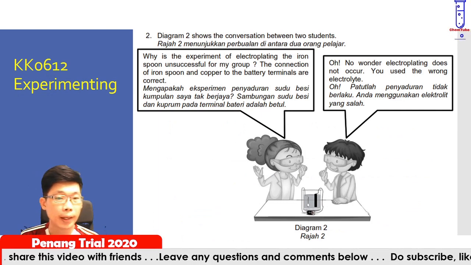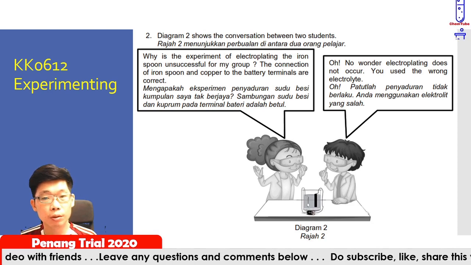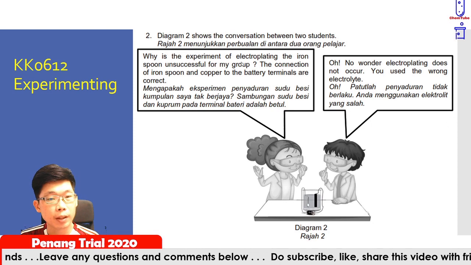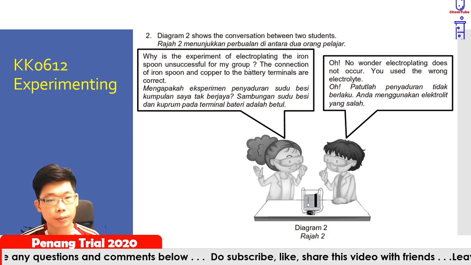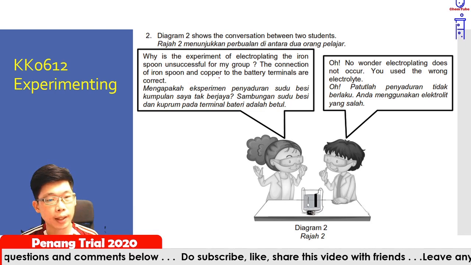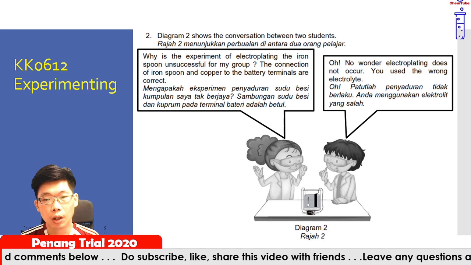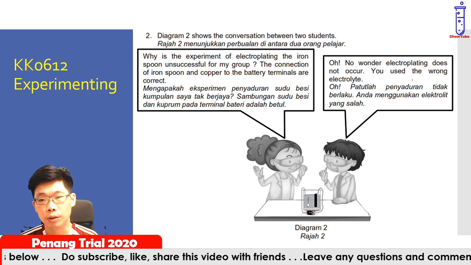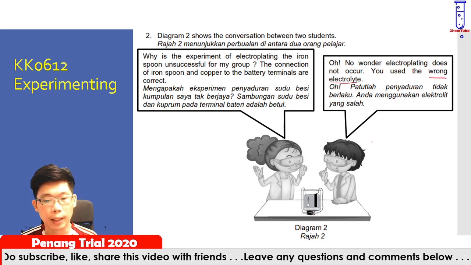Question number 2, planning of experiment. The diagram shows the conversation between 2 students. Why is the experiment of electroplating the iron spoon unsuccessful for my group? The connection of the iron spoon and the copper to the battery terminals are correct. Oh, no wonder electroplating does not occur. You use the wrong electrolyte.